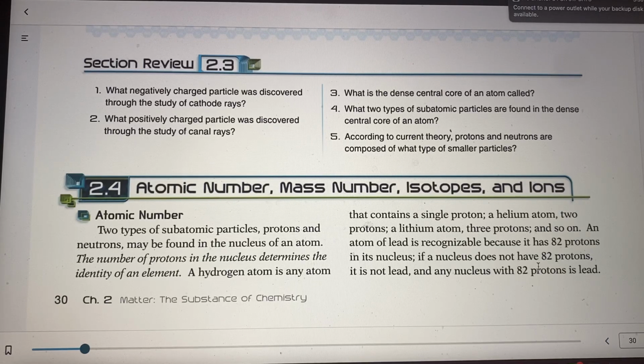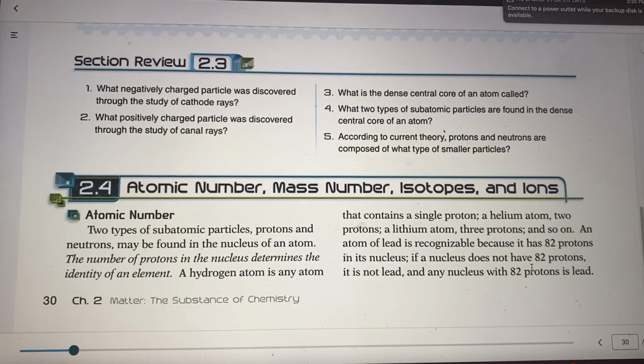So we're in your chemistry book in section 2.4, and we're going to be talking about the atomic number, the mass number, isotopes, and ions. So you need to know what all of these are, and they all have to do with atoms, right? Atoms and molecules. And so let's start with the atomic number. So what is the atomic number?